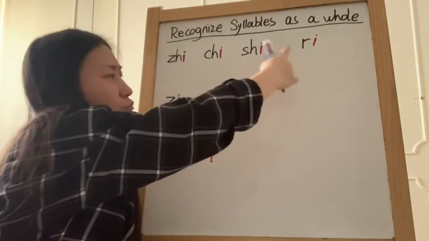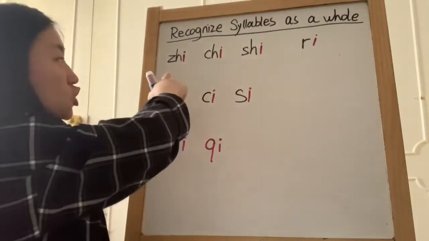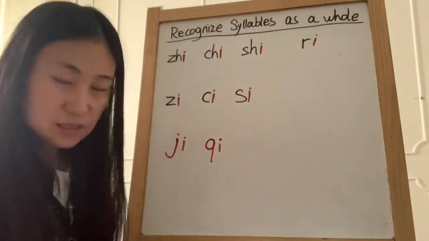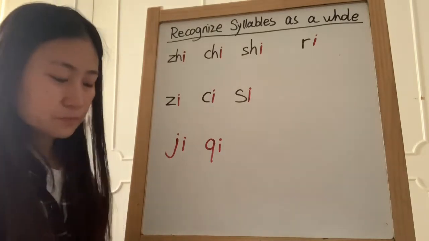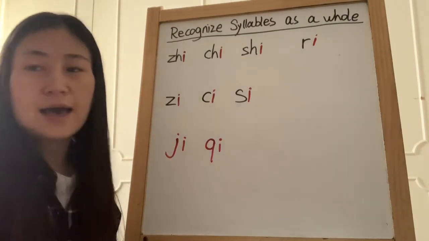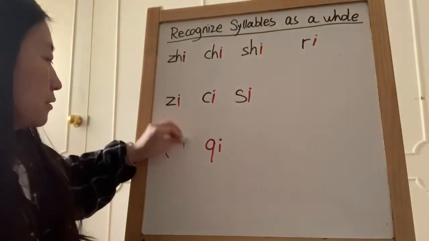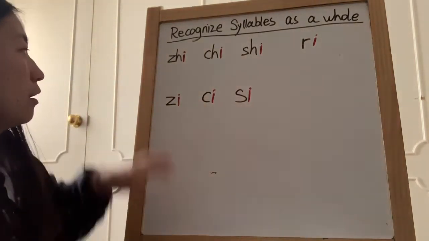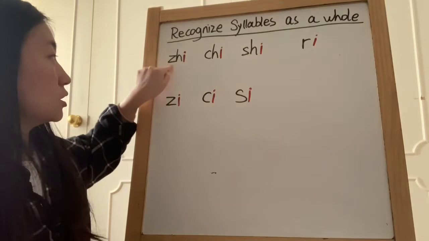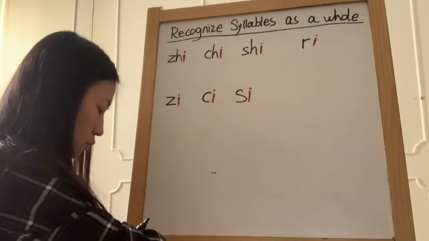So how do we read this recognized syllable as a whole? This is the way that we read it. Zhi, chi, shi, ri, zi, ci, si. The same as the consonant pronunciation. Okay, right now I am going to give you one example and I hope you can follow me to write them down, okay? Zhi, as the consonant pronunciation. Zhi. Okay. One example.